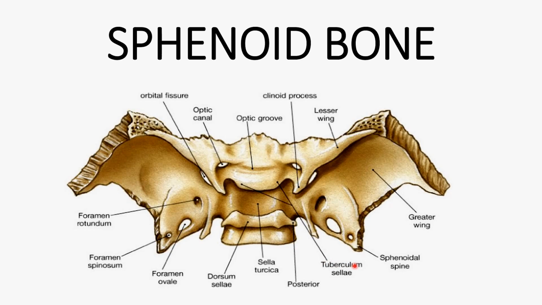This one is a pterygoid process, and this one is a clinoid process. And you have to remember the sella turcica, the depression for the hypophyseal fossa, and these foramina: optic foramen, foramen rotundum, foramen ovale, foramen spinosum, and foramen lacerum.